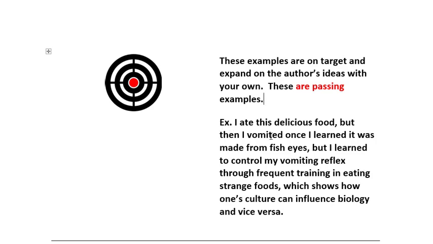So using the same eating of a food: I ate this delicious food, but then I vomited once I learned it was made from fish eyes. But I learned to control my vomiting reflex through frequent training and eating strange foods, which shows how one's culture can influence biology and vice versa. And I may go on and talk about this interdependence that Kluckhohn discusses, but this interdependence can be trained in that it isn't a one-way street, and culture can dramatically affect biology. Bam. This is definitely a passing level example.